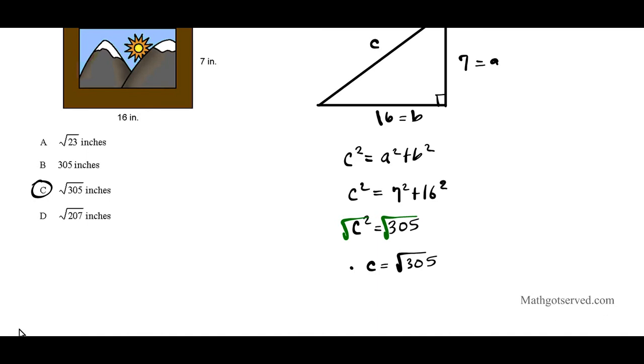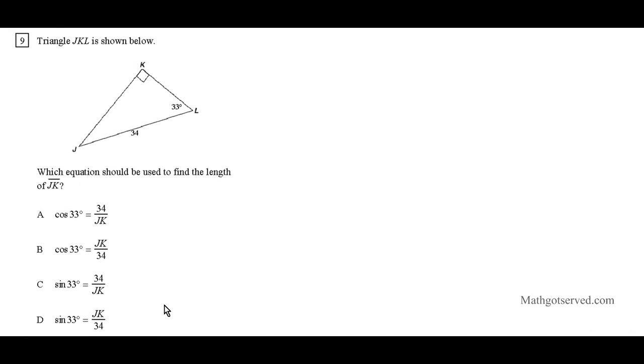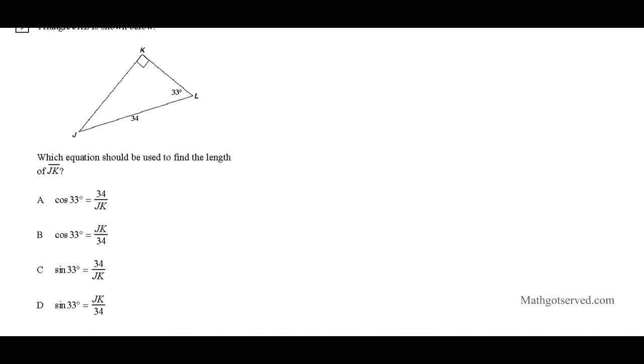All right, moving along to the next question. Question 9. It says triangle JKL is shown below. Which equation should be used to find the length of JK? Okay, so let's see. We're looking for the length of JK. So how about we call that X? This is the segment that we're looking for.